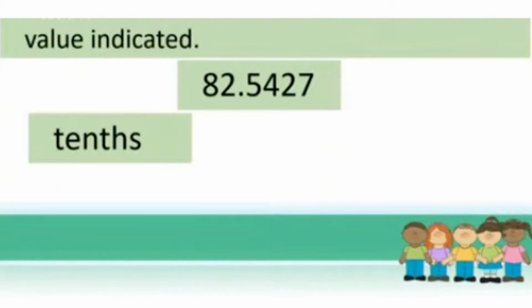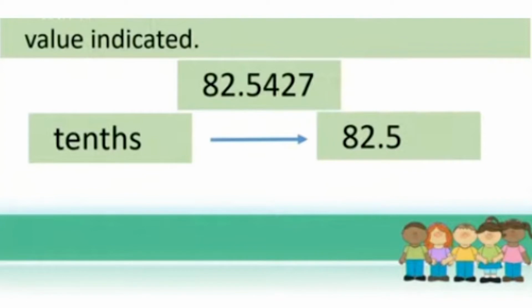Your answer is 82.5. You are correct. Why? The right digit of the rounding place is 4. So, round down and replace all the digits to the right of the rounding digit with 0. The remaining number is 82.5.